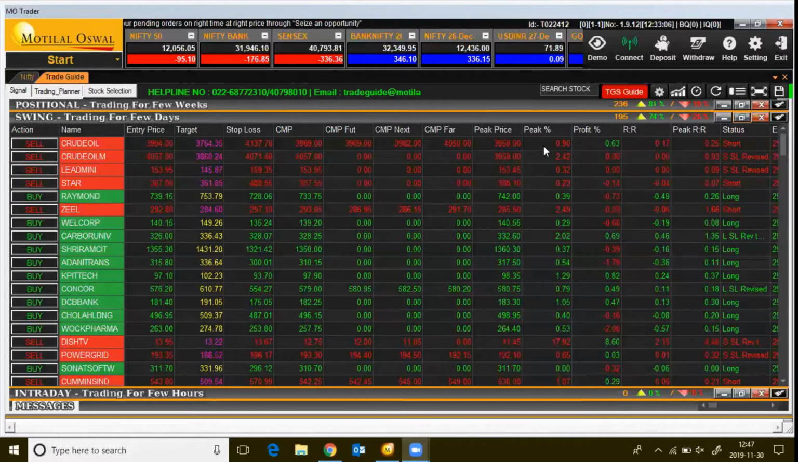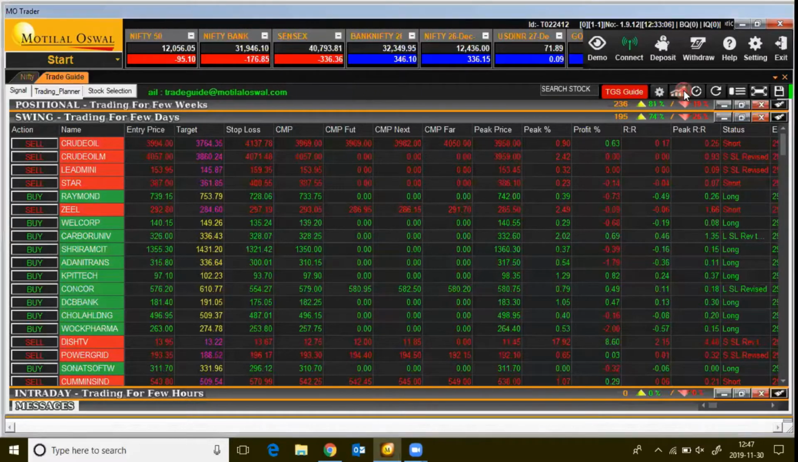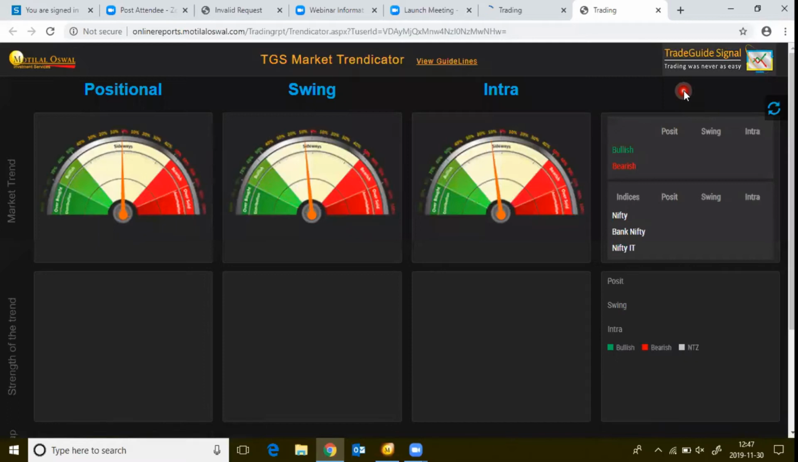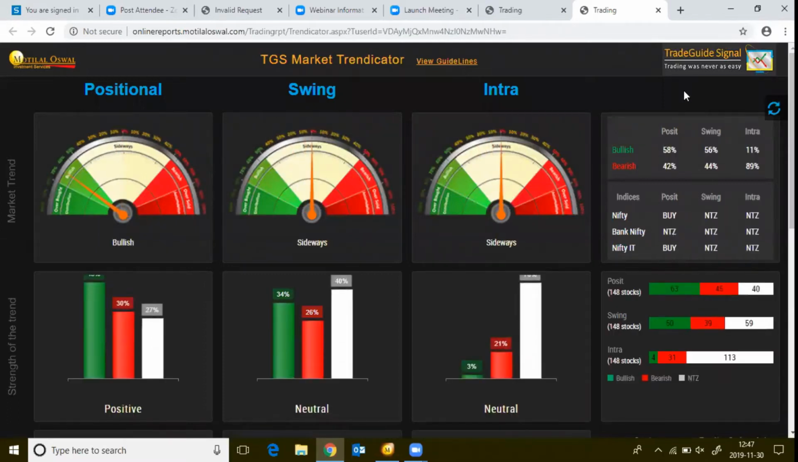In order to go to the TGS market trendicator, you have to click on this button on this side. The TGS market trendicator will open in front of your browser. As you can see, there are three strategies right now: positional, swing, intraday. Let me give you an overview of these three strategies. Positional means trading for a few weeks, which is basically for long-term traders. Swing refers to trading for a few days, which is basically for short-term traders. And intraday refers to trading during a few hours, that is during the market hours, and it is basically for the intraday trader.